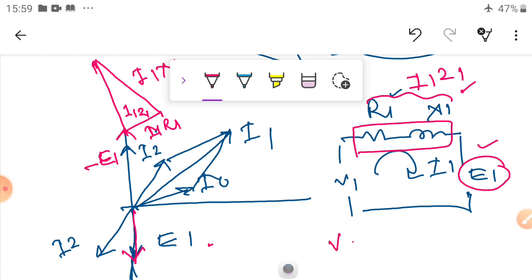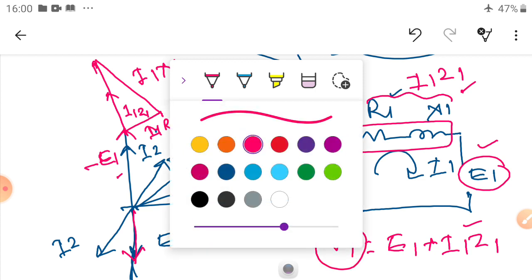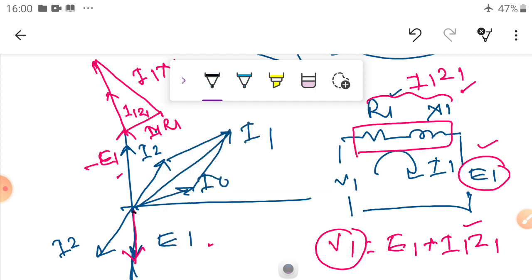So here V1 is equal to E1 plus I1 Z1. So here that is called E1 plus I1 Z1. This is I1 Z1. That is called V1. So I can write V1 in another form. So from this one I am going to join these two lines. So this is equal to V1 voltage. Okay, so V1 voltage we can easily calculate if you know E1 and these values.